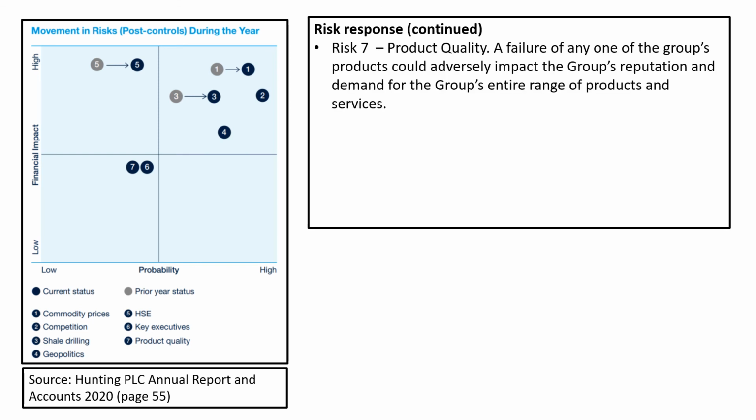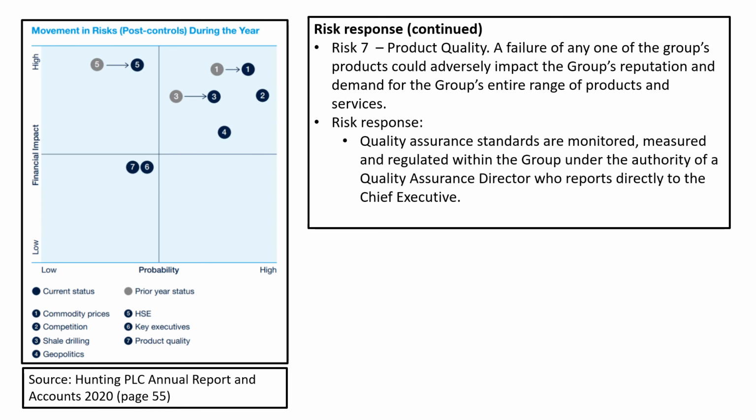Risk 7 is product quality. A failure of any one of the group's products could adversely affect the group's reputation and demand for the group's entire range of products and services. Risk response. 1. Quality assurance standards are monitored, measured and regulated within the group under the authority of the Quality Assurance Director, who reports directly to the Chief Executive.